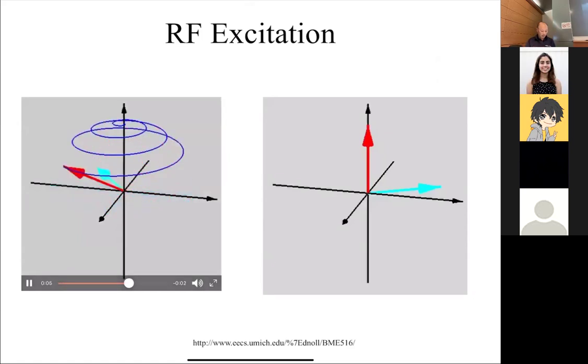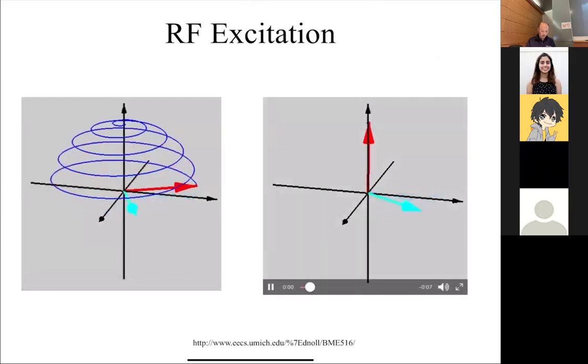Okay. If they're not in sync, then see the cyan is going much faster than the red. So then they're not in sync. So initially we want to be on resonance. Okay, good.